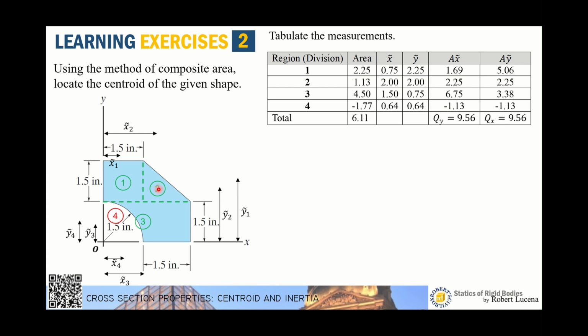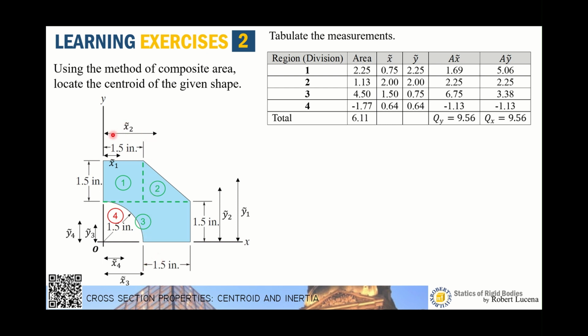So since this is a triangle, the centroid measured from this axis is 1/3 of the base. So 1/3 of 1.5 is 0.5. Take note that we are not measuring it from this side. We are measuring it from the y-axis. Everything has to be measured from the datum or from the reference axis.